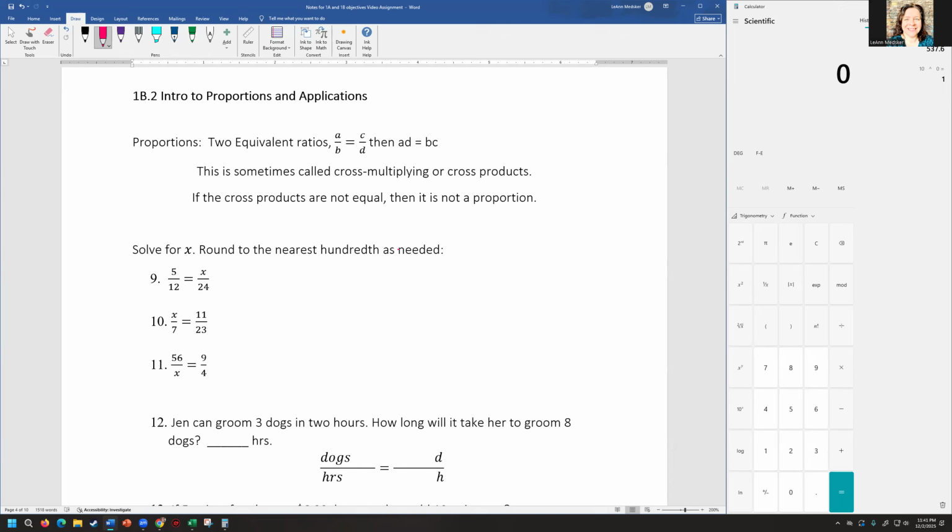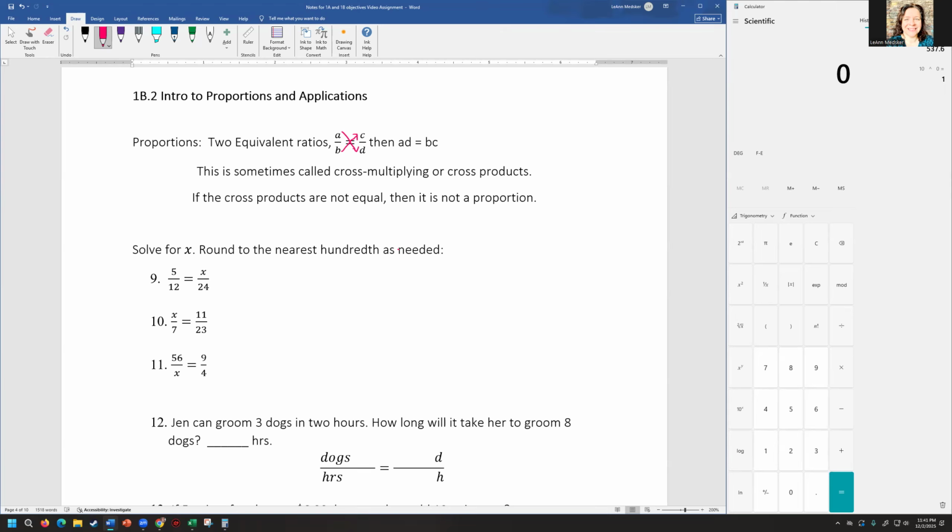So we take the top left and multiply it by the bottom right. So A times D. And we set that equal to, so we're not losing our equal sign. We're just doing one diagonal equal to the other diagonal. So that is called the cross multiplication or cross products when you solve it. So we're going to practice this. Now, if your cross products are not equal, then you wouldn't have had a proportion.